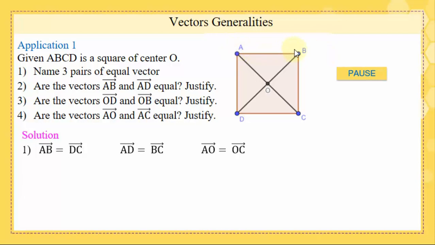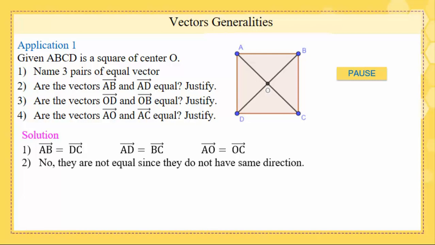Here is vector AB and here is vector AD. These two vectors are not on parallel sides. They are not on the same side either. Then they have different directions. So no, they are not equal vectors since they have different directions.